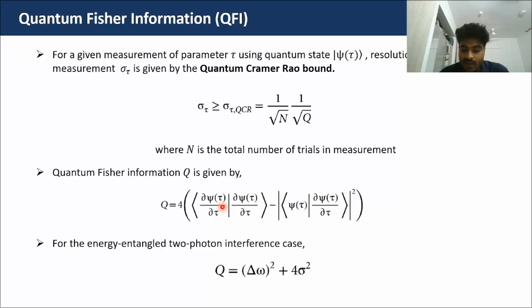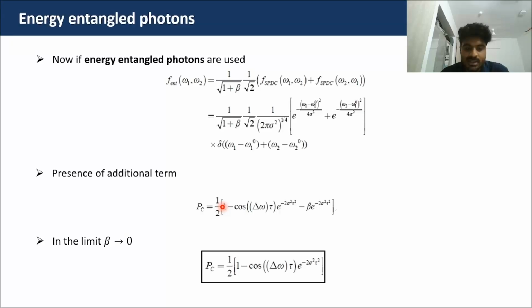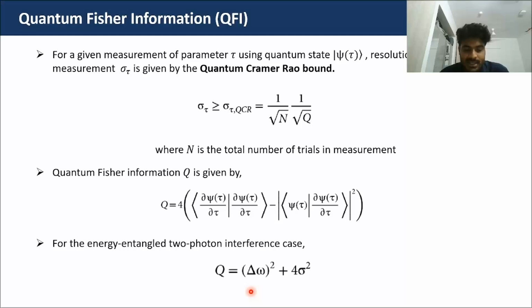So in our case, for our psi of tau, which is given by this particular state, we have obtained the quantum Fisher information as delta omega squared, which is the detuning part, plus 4 sigma squared. Sigma squared is the half bandwidth part. So this quantum Fisher information has to be very high so that we can achieve high nanoscale resolution.